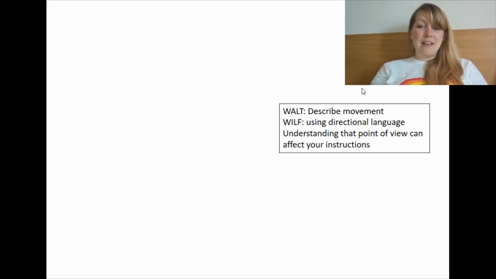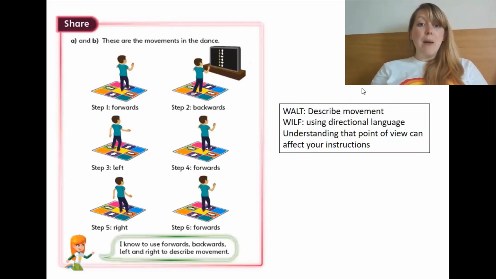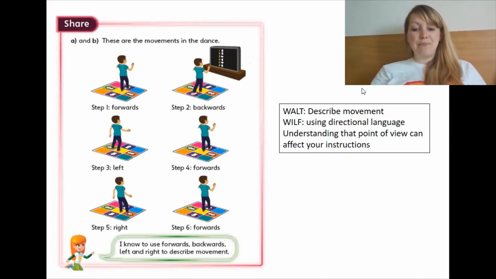So, today we're going to be describing movement, like I said. The way you're going to be successful is you're going to use directional language and you're going to understand that somebody's point of view can affect your instructions. Now I'll talk about that in a little minute. But first of all, these are the movements in the dance. So first of all, I hope you danced forwards, backwards, left, forwards, right, forwards. Now don't worry if you didn't use the language forwards, backwards, left and right to describe those movements. This is what we're here to do today. We're here to learn.